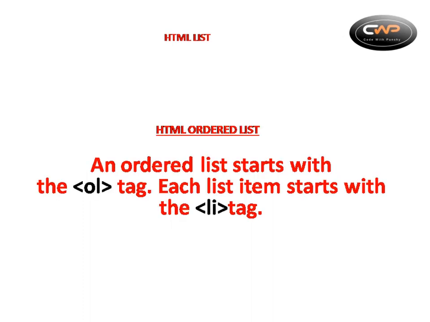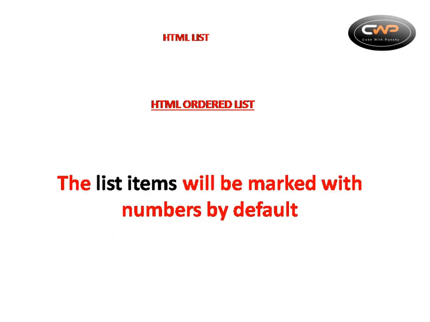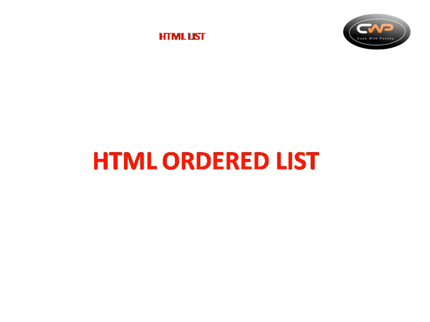HTML ordered list starts with the OL tag and each list item starts with the LI tag. Just like the example you are looking at here, we have the OL tag, with the list items, we have the LI tags. By default, the list items will be marked with numbers. Just like the example you are looking at here, we have our list items and here is the result. Our list items are numbered because it's an ordered list.